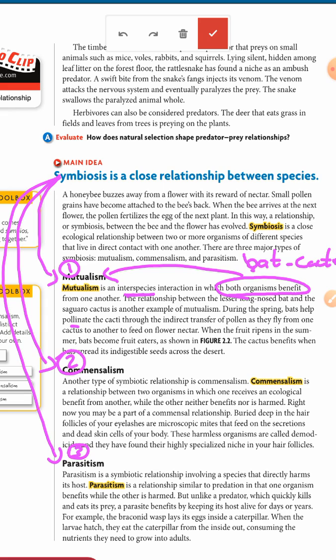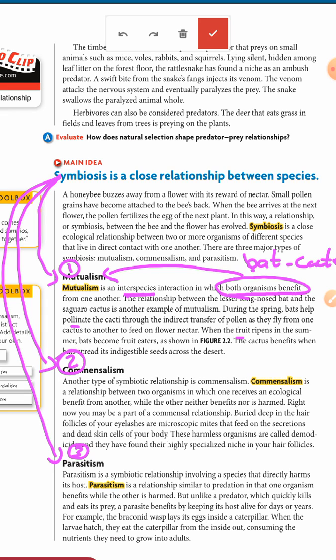What's the benefit that the plant will give to the bat? The bat will feed on the fruits produced by the plant, and also helps the plant to spread the seeds from one place to another, helping the plant to spread in a large area. This is the first type of symbiotic relationships.